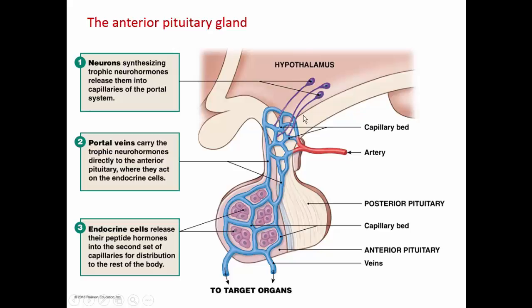These hypothalamic neurons secrete trophic neurohormones. Trophic hormones are hormones that control secretion of other hormones. The hormones secreted from these hypothalamic neurons then travel in the circulation a very short distance down to the anterior pituitary gland, where they then affect the secretion of these endocrine cells in the anterior pituitary gland. We'll come back to the hypothalamic hormones.